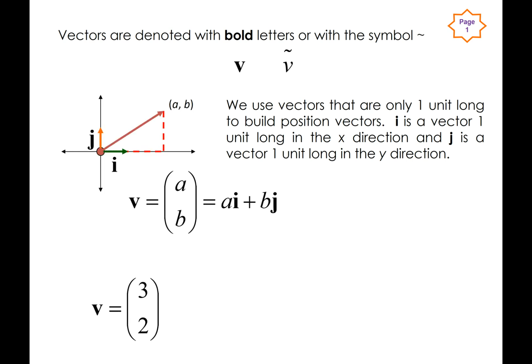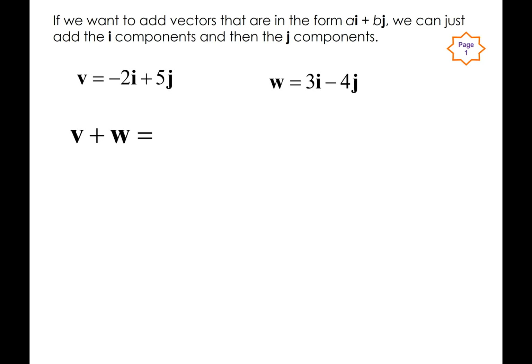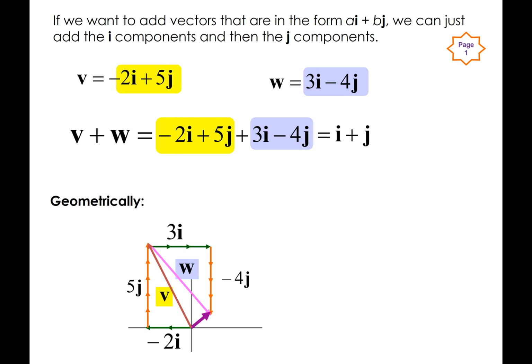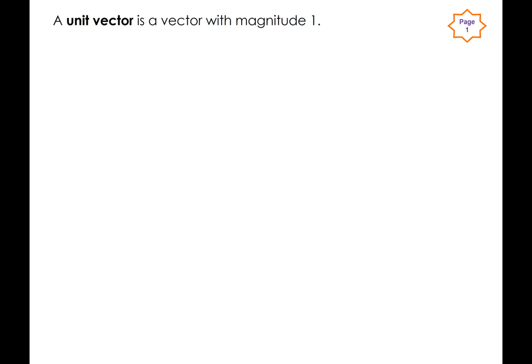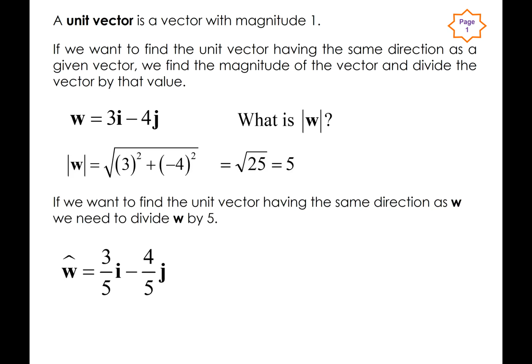So we've got our vector in component form. We know that we've got 3i plus 2j. We know that if we're adding vectors that are in component form, then we can just add the i components and add the j components together. And we can think about what that means geometrically as well. We've got the magnitude, which we know is just using Pythagoras. We've got our unit vectors. So we know that our unit vector, which is denoted with the little hat symbol, is just the vector itself divided by the magnitude. So that gives us a vector which has length 1.